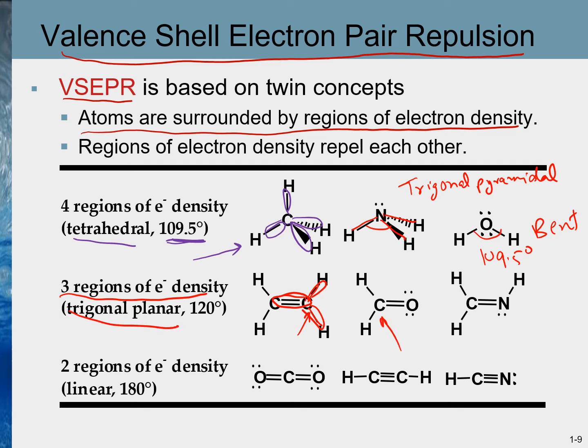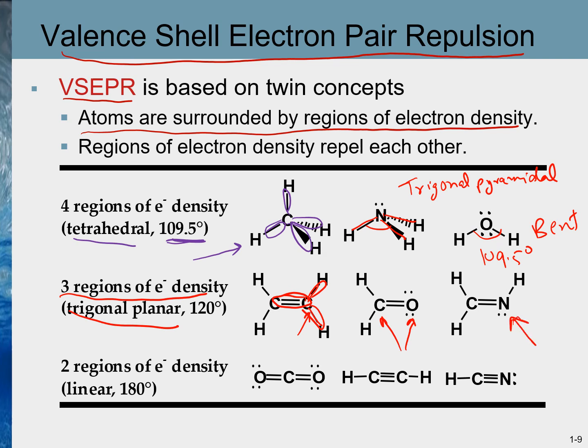Similarly, this carbon has 3 electron densities, and this oxygen also has 3 regions of electron density. One region is the bonded electrons or shared electrons. The other 2 regions are the unshared electrons. So the electron geometry around oxygen is also trigonal planar, and the same goes for this nitrogen.